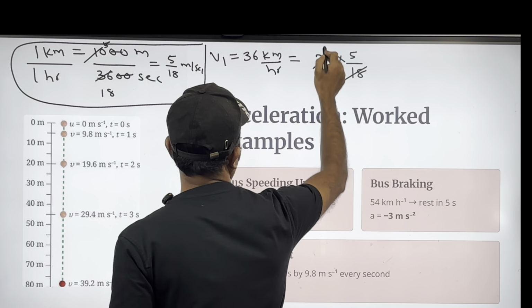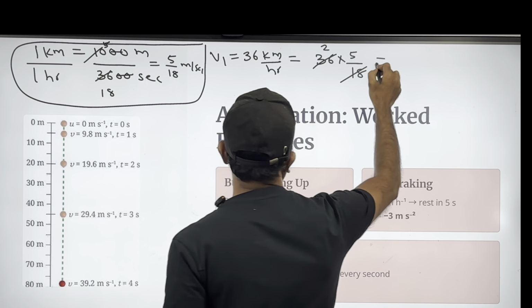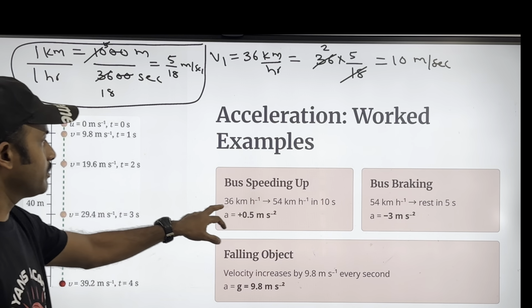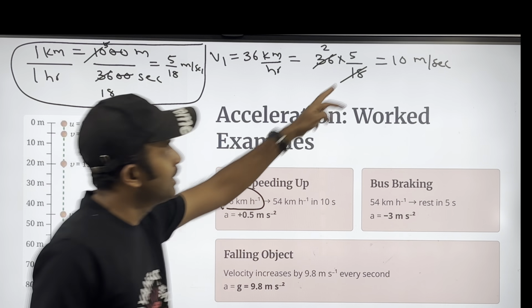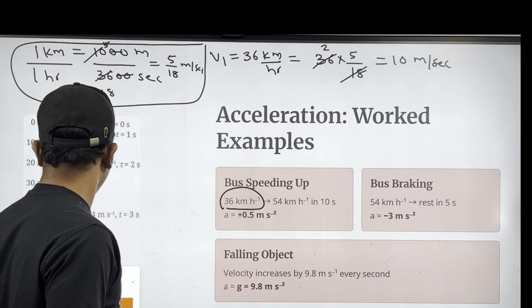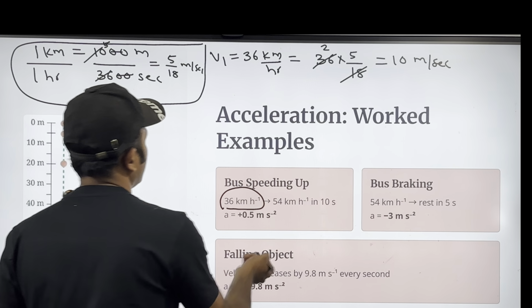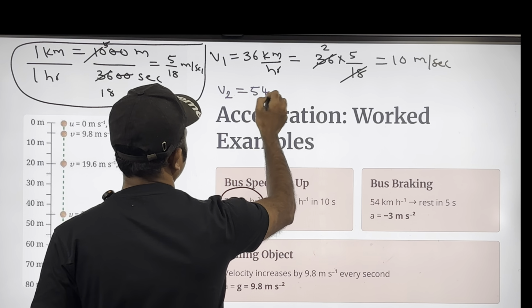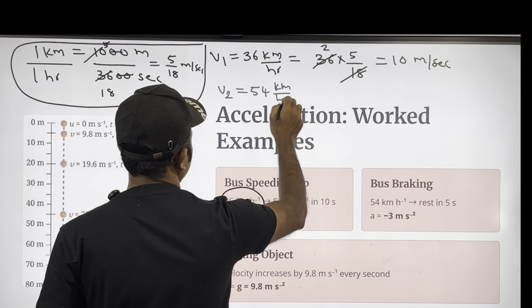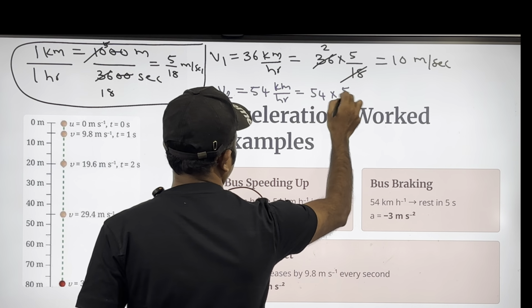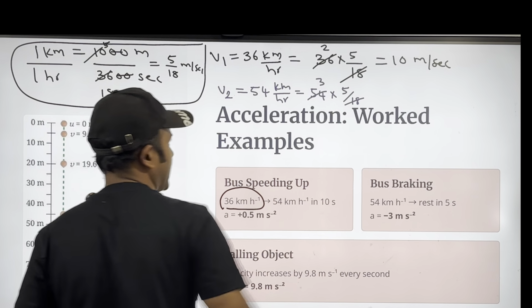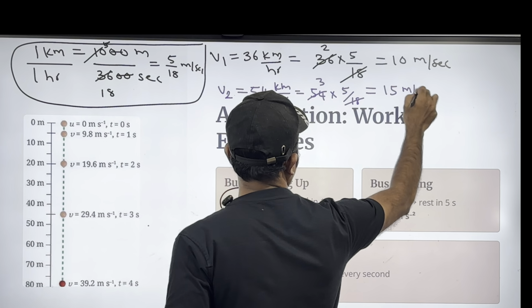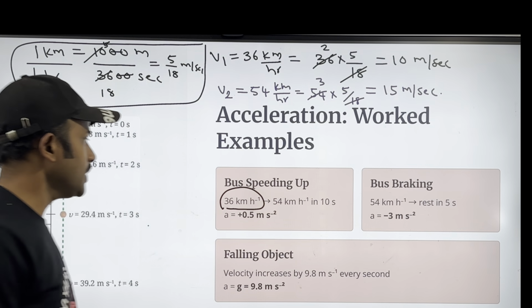How much is 18 one time? 18 twos are 36, 2 5s are 10. So V1 you will get here as 10 meter per second. The 36 kilometer per hour we can write as 10 meter per second. Then V2: how do you calculate V2? In a similar way, 54 km per hour, to change this into meter per second you multiply with 5 by 18. 18 times 3 is 54, 3 5s are 15. So 15 meter per second.